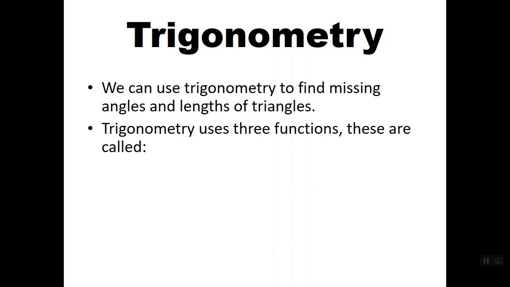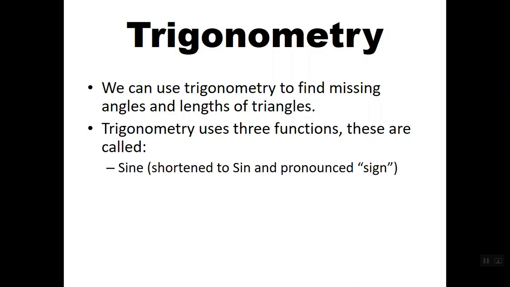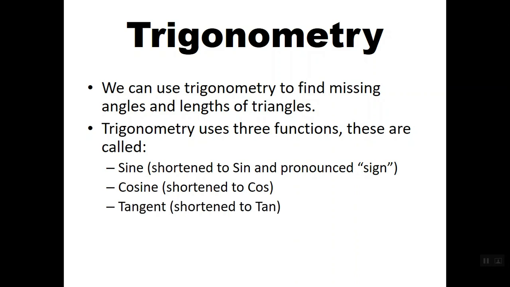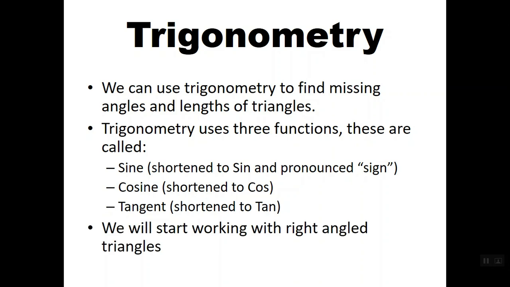Trigonometry basically uses three functions. These are called sine, which we can write as SIN but still pronounce as sine. Cosine for short, we can write as cos. Tangent for short, we can write as tan.